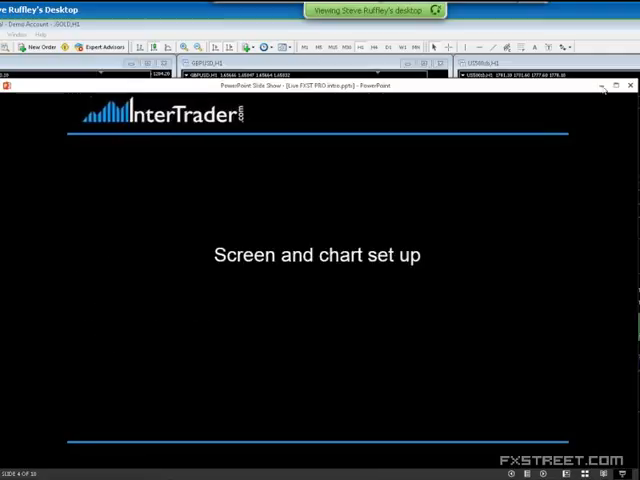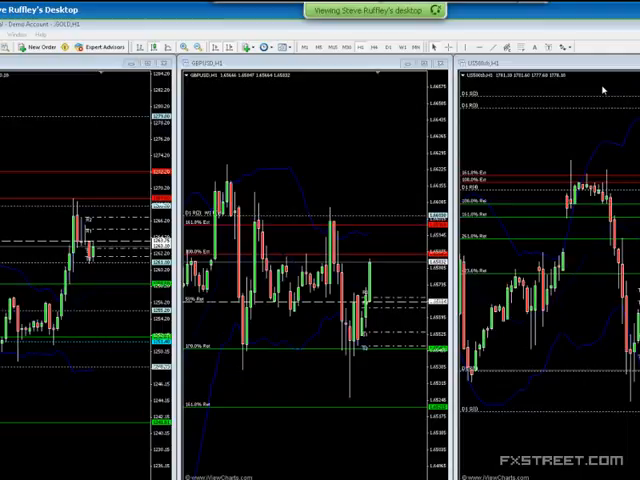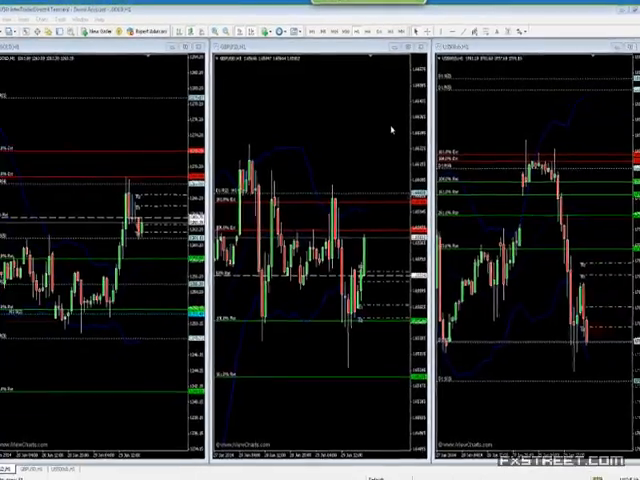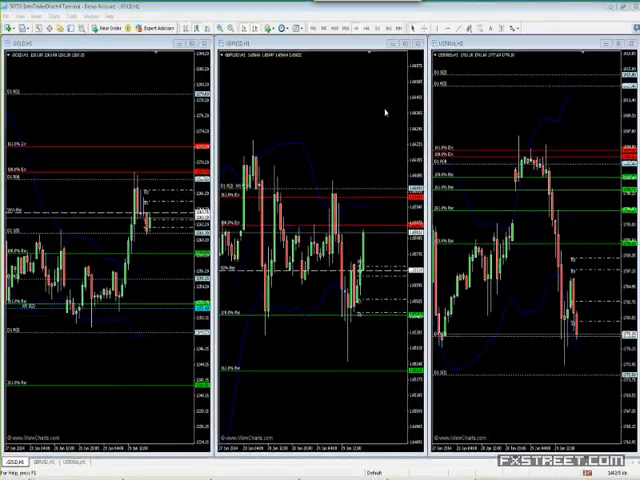Okay, so we're going to look at some markets now, quickly. Just look at the main markets. I've been focusing on the pound versus the dollar. We're looking at cable today, so that's the center screen. I've also been looking at gold on the left and the S&P on the right.